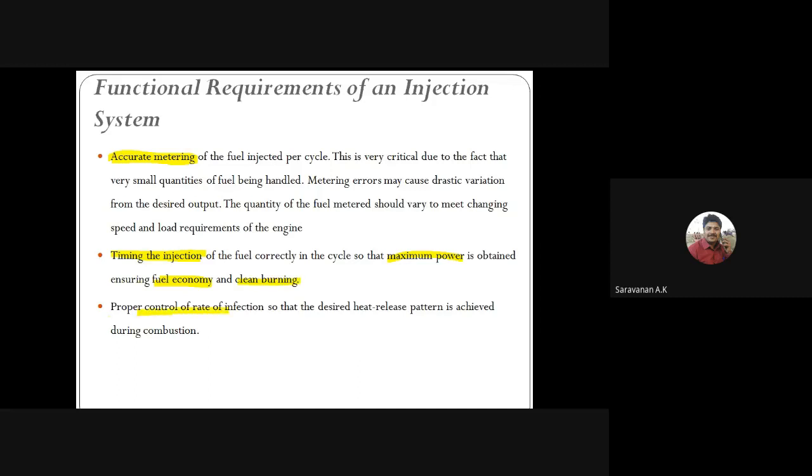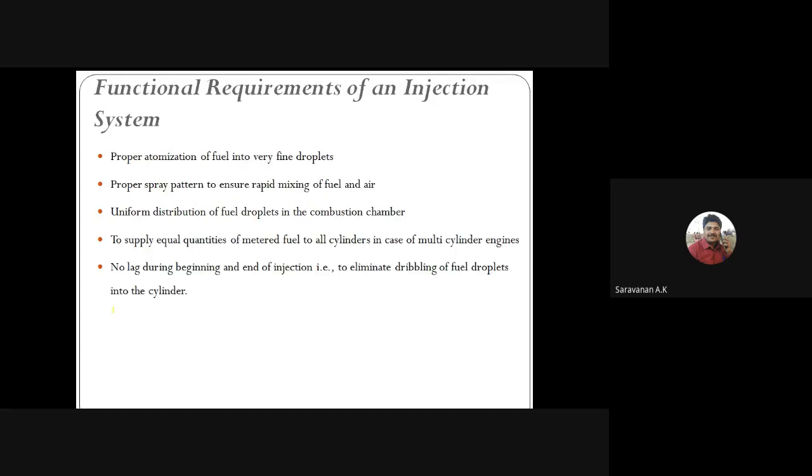Then the proper control of the rate of injection, and proper accurate metering. Then proper atomization, the proper spray pattern and uniform distribution of the fuel. The fuel must be supplied without dripping, and an equal amount of fuel must be supplied to each injector. These are the functional requirements of the injection system.